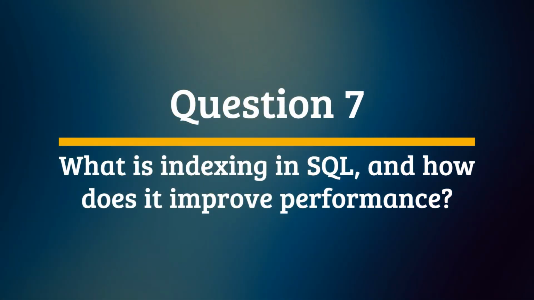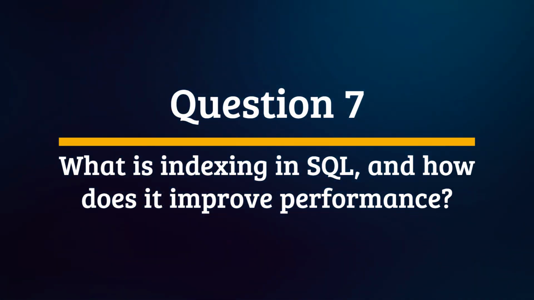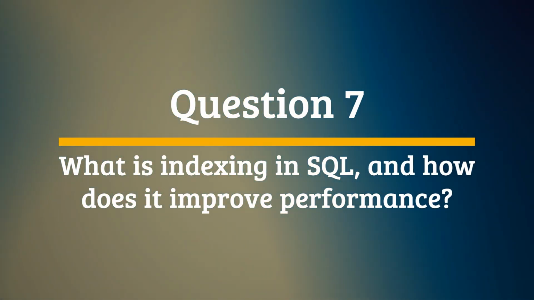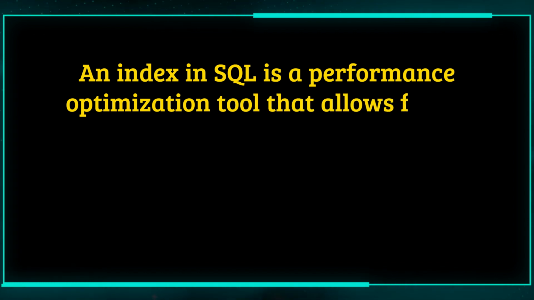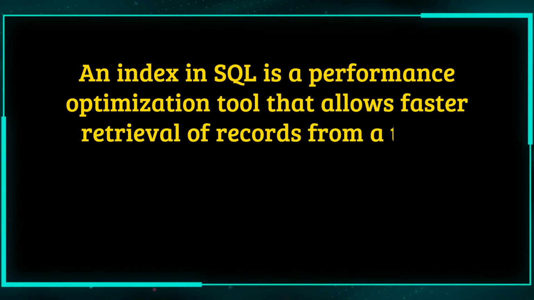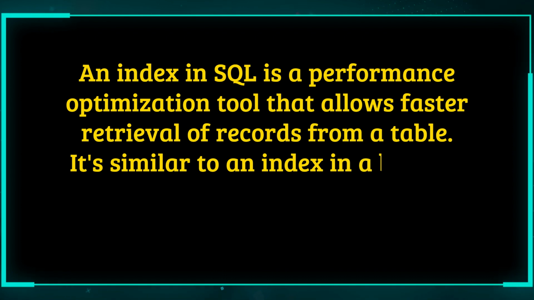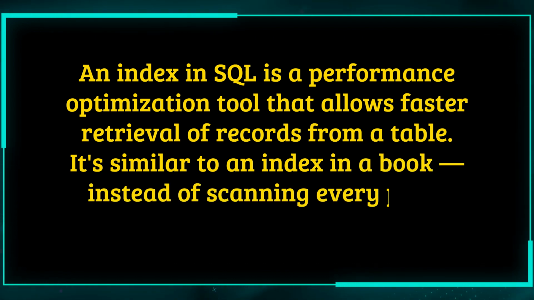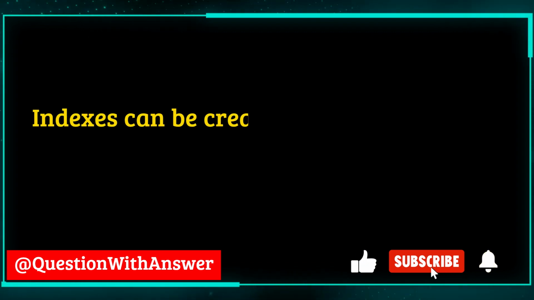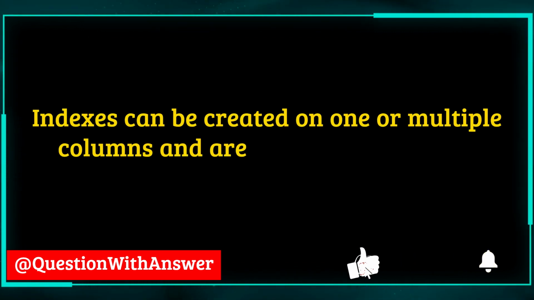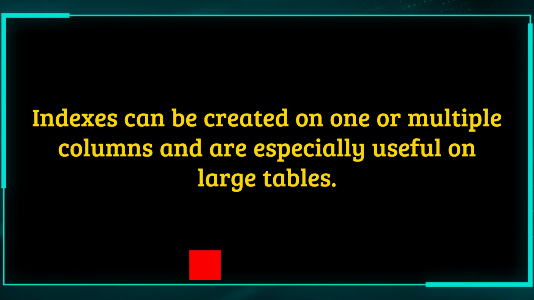Question 7. What is indexing in SQL, and how does it improve performance? Answer. An index in SQL is a performance optimization tool that allows faster retrieval of records from a table. It's similar to an index in a book. Instead of scanning every page, you jump straight to the topic. Indexes can be created on one or multiple columns and are especially useful on large tables.